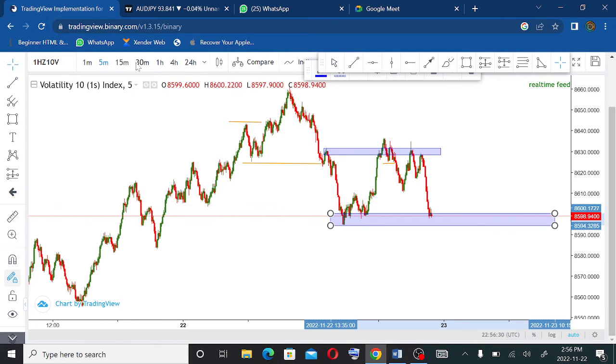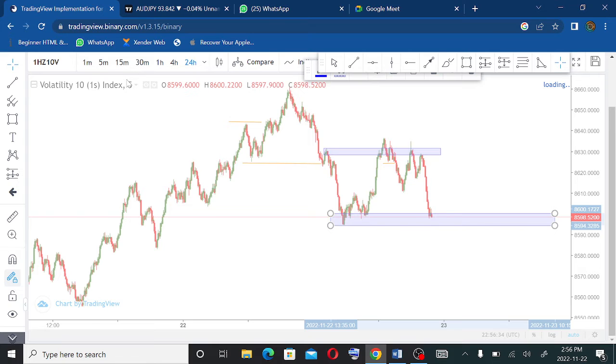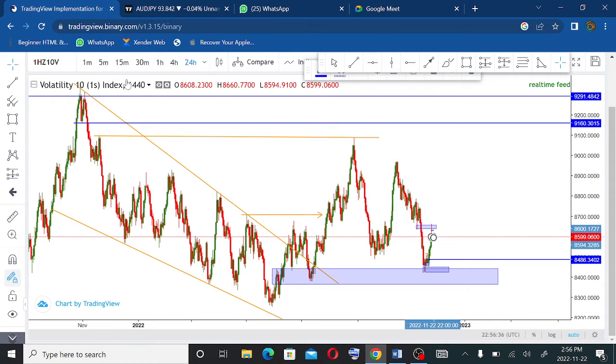So that's it for the volatility 10-1s. I didn't really intend to spend much time on this volatility 10-1s, but that being the case, let's look at other pairs.